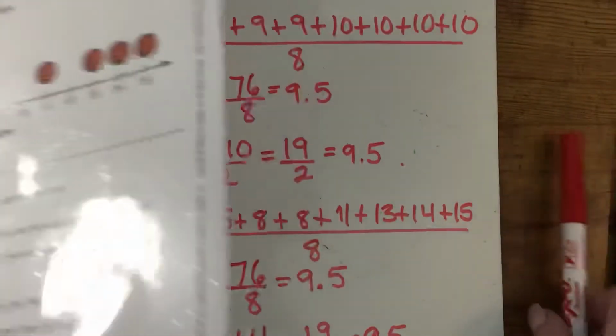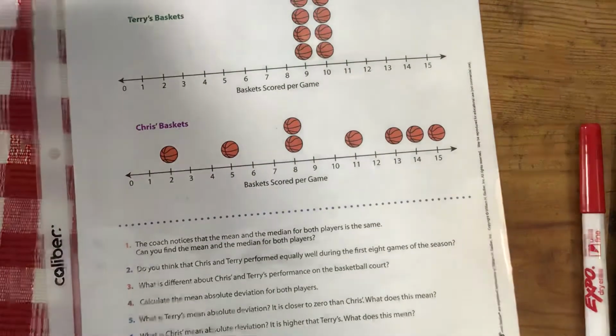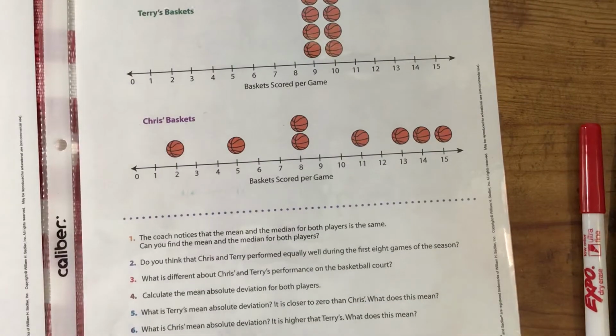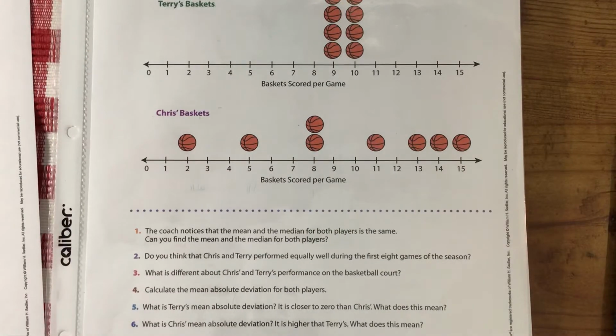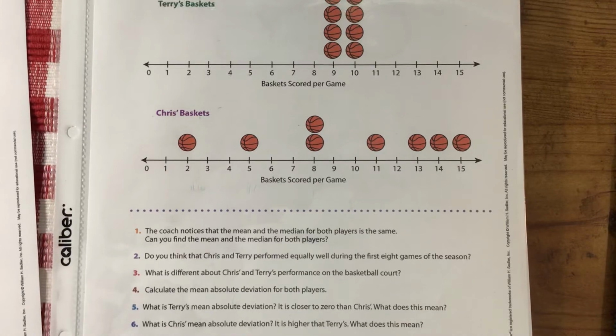Let's look at number 2. And I think I'm going to use a different whiteboard because I don't think I want to erase that right now. Do you think that Chris and Terry performed equally well during the first 8 games of the season? And it's no, probably not. And the reason why is because it's clear that one performed better than the other one. Okay?